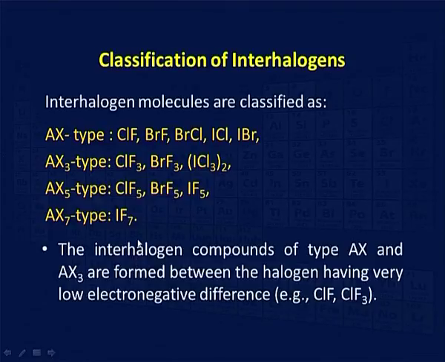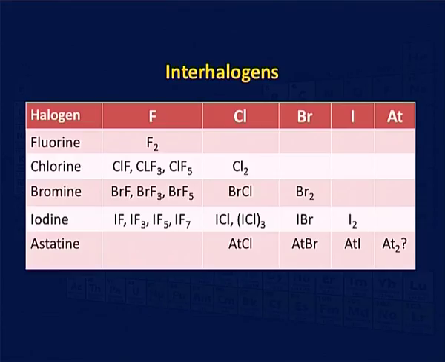The interhalogen compounds of type AX and AX3 are found between halogens having very low electronegativity difference, particularly between chlorine and fluorine. Examples of these interhalogen compounds are formed with fluorine, chlorine and bromine, and also with chlorine, bromine and iodine.